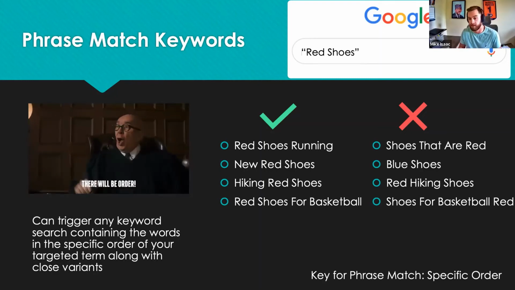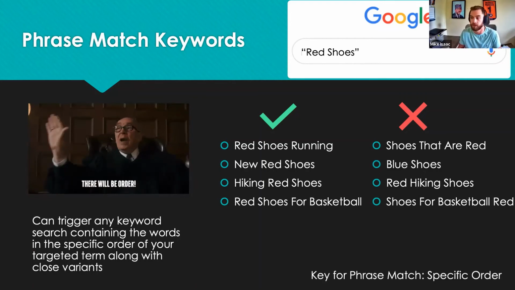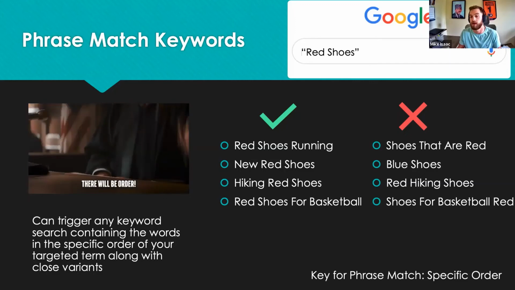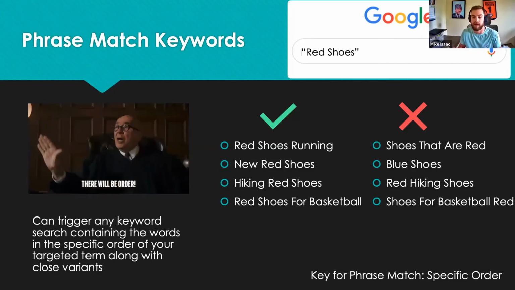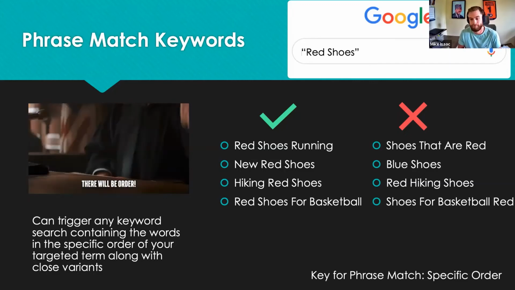So by taking a look at what search terms are coming in and really looking at if there's a specific word or phrase that you don't want to show up for, if you set that as a negative keyword, that'll help you at the end of the day too.